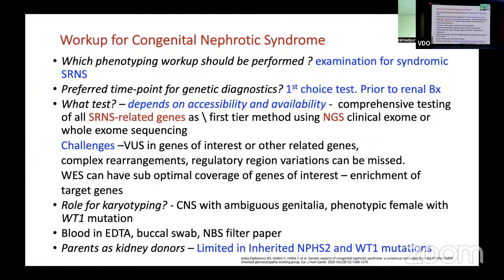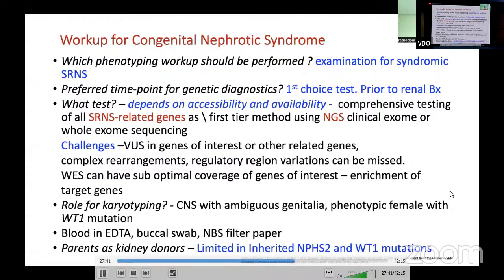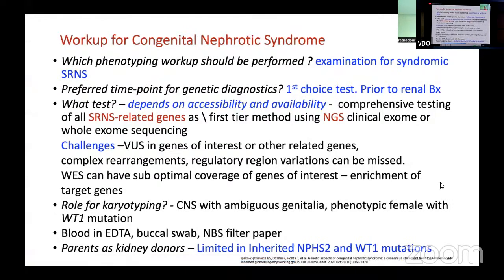The sample you can use is an EDTA sample. It's a blood sample. Sometimes, because of the excessive edema and all, you may not get a good sample. In that case, you can use a buccal swab. And if a newborn screening has been done for your patient, we can even take out DNA if the newborn screening filter paper has been saved. We don't get very good outcomes there, because most commercial labs say that they have thrown the filter paper. But yes, that is always an option.